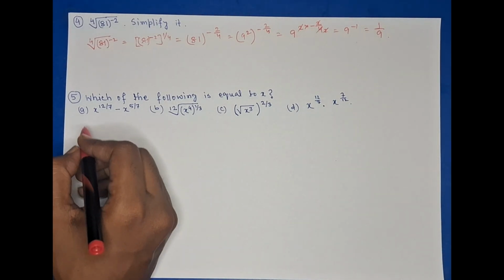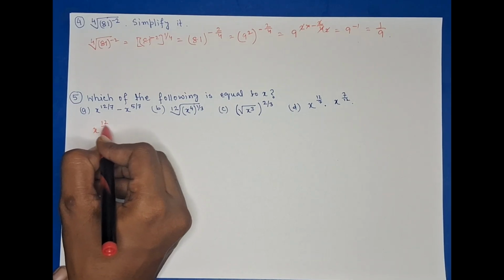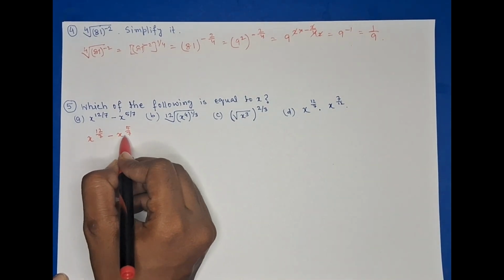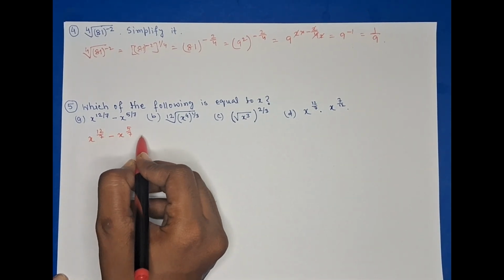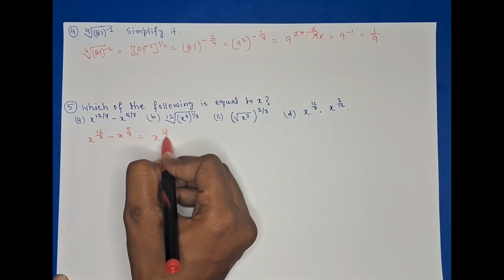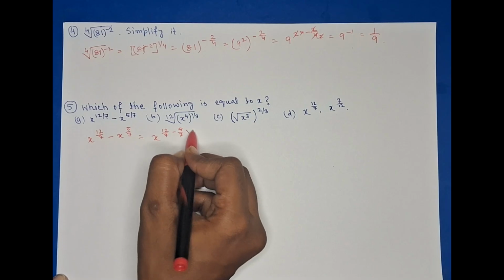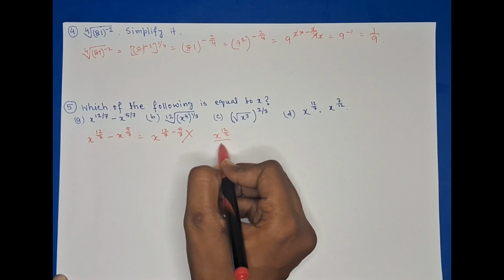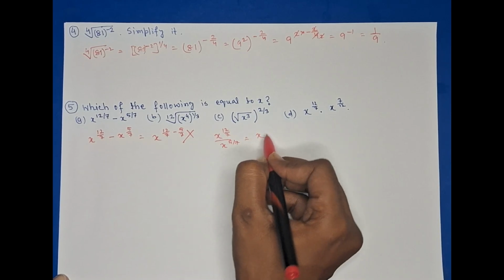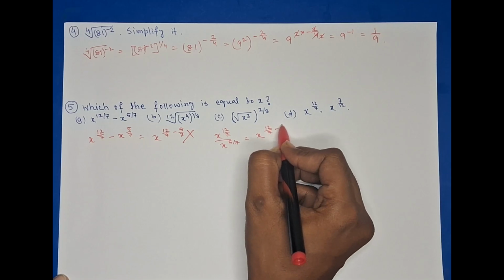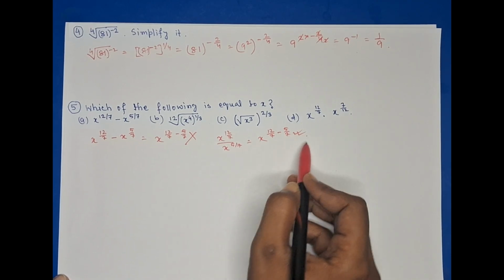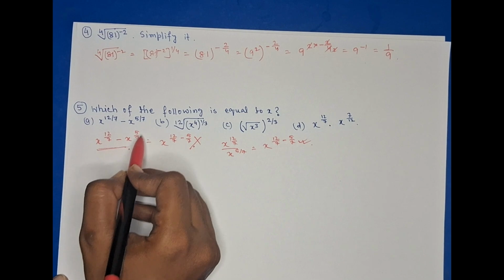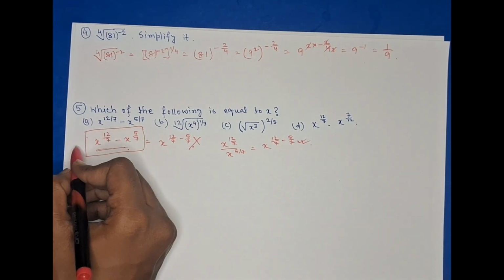So let us try with the option A, x to the power 12 by 7 minus x to the power 5 by 7. Can we do any operations on it? We cannot. Can we write it as x to the power 12 by 7 minus 5 by 7? No, this is not correct. Had it been x to the power 12 by 7 divided by x to the power 5 by 7, then we could have written it as x to the power 12 by 7 minus 5 by 7. This would have been correct, but this is not correct. Okay, so we cannot do any operations. So we have to keep it as it is, okay, option A.